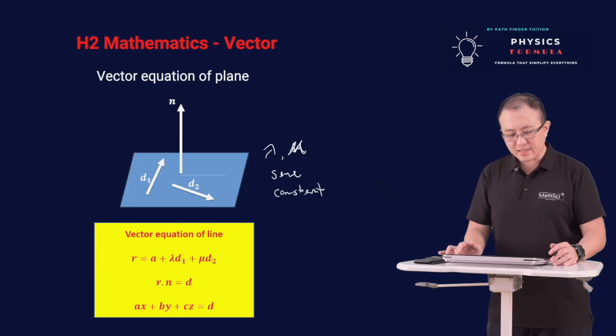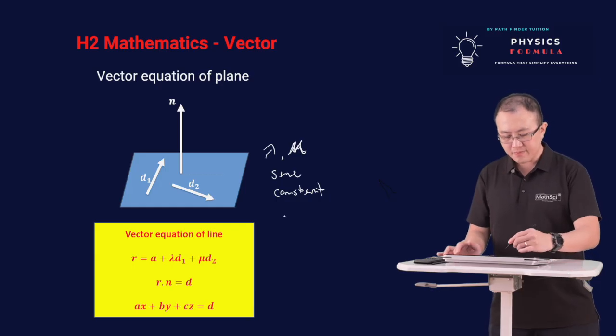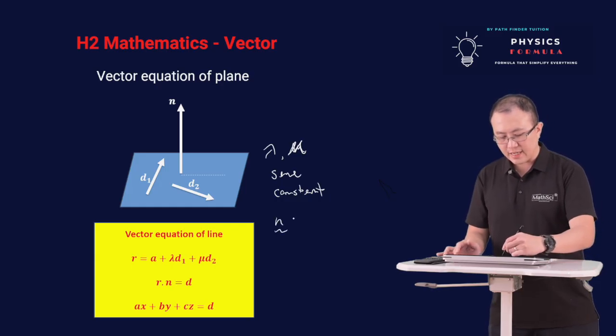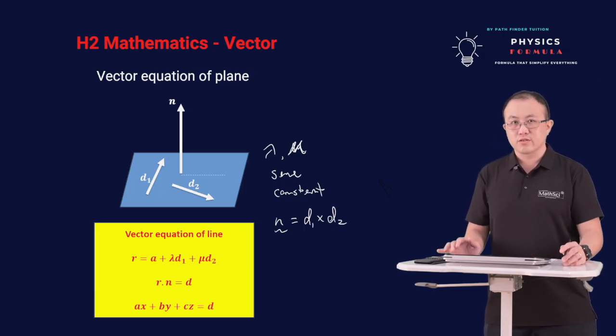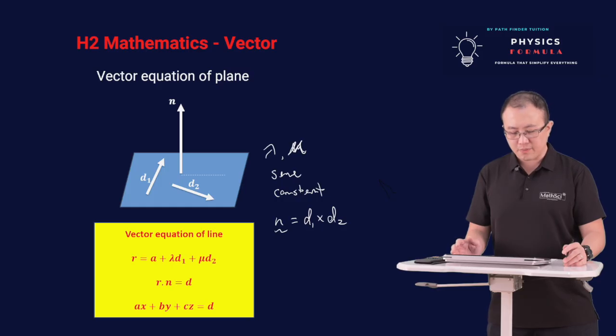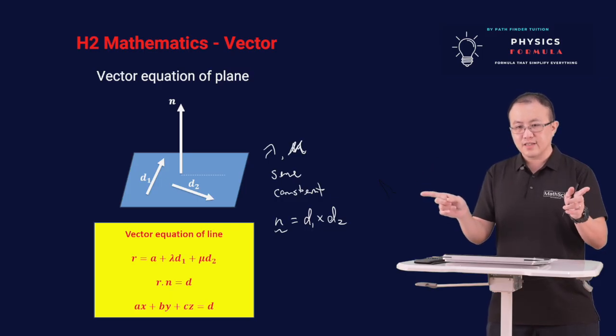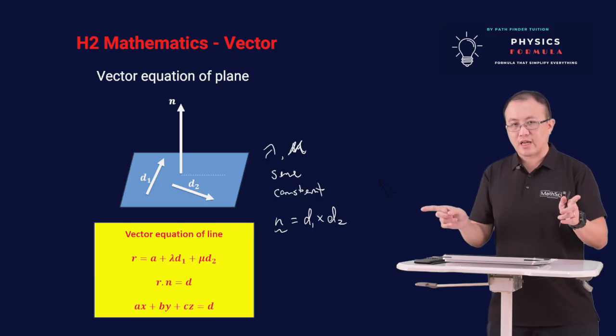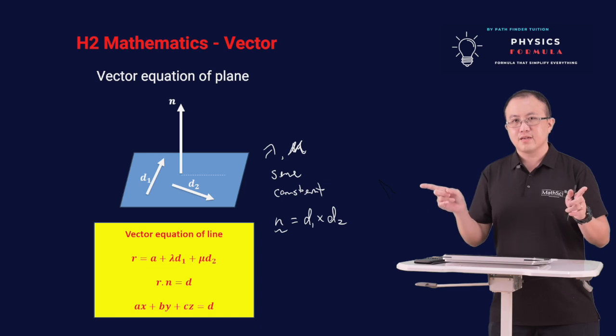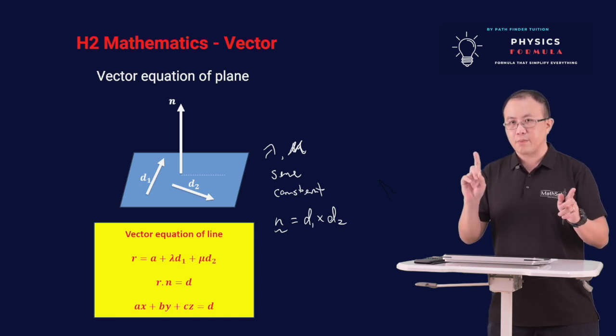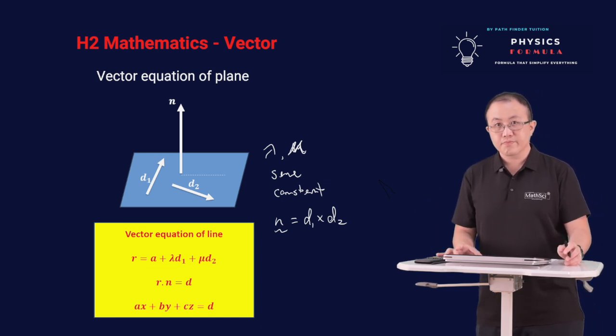So the n here is what we call the normal vector to the plane. What normally we will do is that n is given by direction vector 1 multiplied by direction vector 2. So that will give you the normal vector to the plane itself. So you cross the two directions. If you cross the two directional vectors, the vector that you get will be perpendicular to D1 and D2.